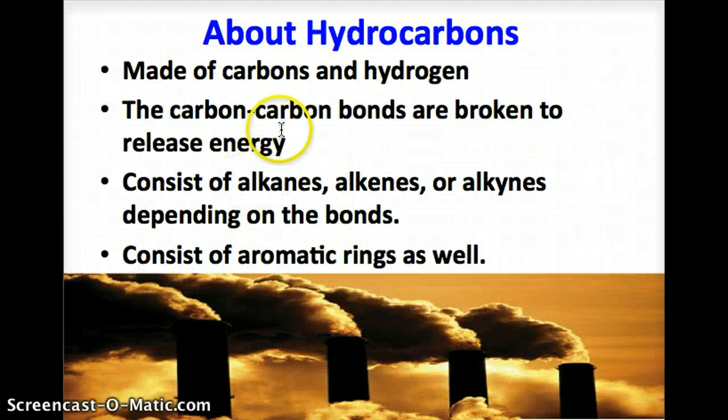And the last thing I want you to know is just this summary right here about hydrocarbons. They're made up of carbon and hydrogen. Their bonds are broken to release energy. They consist of alkanes, alkenes, alkynes. And it all depends on the bonds. Is it a double bond? Is it a single bond? Is it a triple bond? And the last thing is that hydrocarbons consist of aromatic rings as well. So they don't have to be linear, but they could form rings as well.